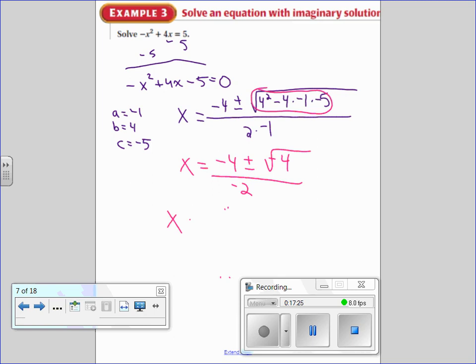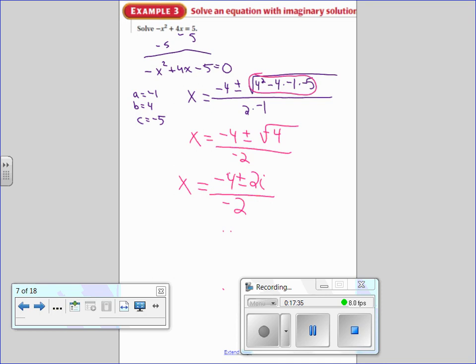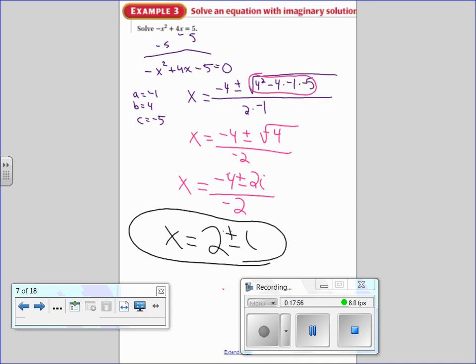Alright, let's talk about using imaginaries that we learned last week. The square root of negative 4 is going to be plus or minus 2i. And then that's all over negative 2. We are going to want to reduce that down a little bit. Let's make it look a little nicer. You can do the negative 4 divided by negative 2 and get a positive 2. And you can do a 2i divided by negative 2 and get a 1i. So I would probably write this answer 2 plus or minus 1i, like that. So basically both of the terms in the numerator get divided by that negative 2.